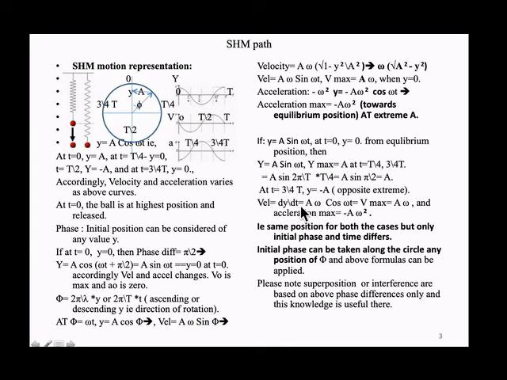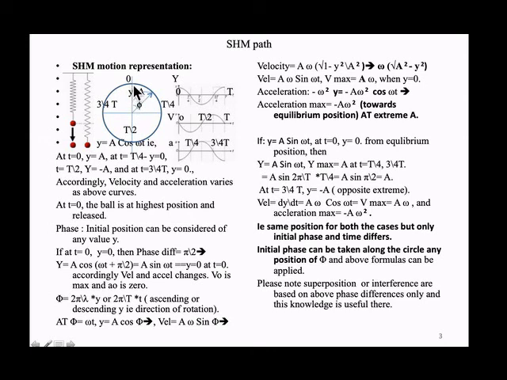Velocity is dy by dt, which is a omega cos omega t. So when time is 0, what is velocity? A omega, the maximum velocity. It moves with maximum velocity, and goes here to where velocity becomes 0 because it is taking the reverse direction. So velocity becomes 0.